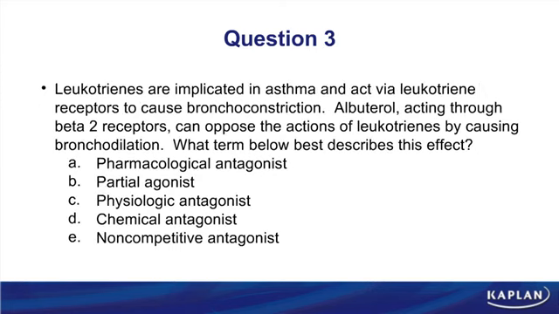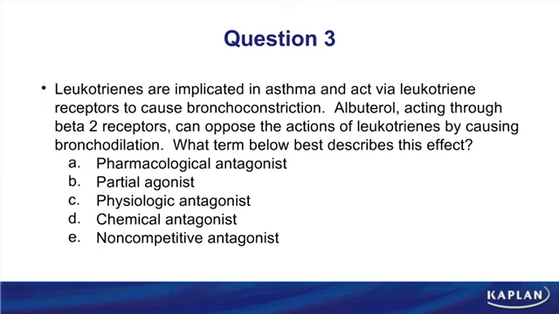Here's our third question. Once again, pause the video, review the question, and we will discuss. Leukotrienes are implicated in asthma, and they act via leukotriene receptors to cause bronchoconstriction. Albuterol, acting through beta-2 receptors, can oppose the actions of leukotrienes by causing bronchodilation. We want to know what term best describes this effect.